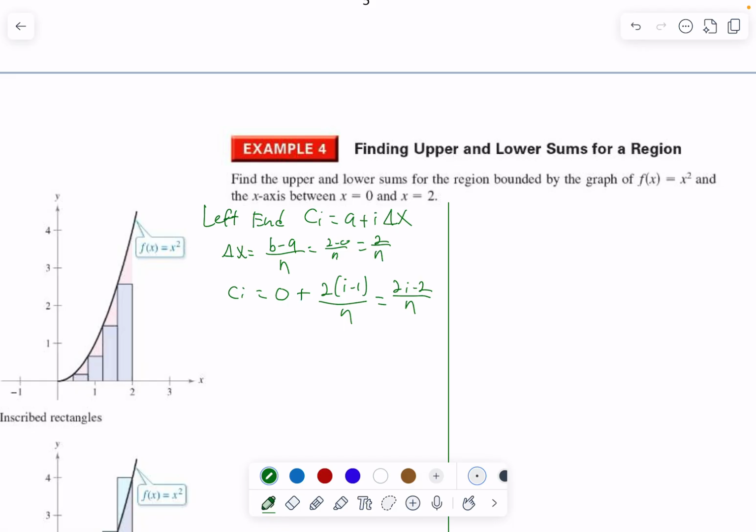Again, the minus 1 is so it snugs up against, in this case, the x-axis. It doesn't have to be the x-axis or y-axis. It could be wherever the lower bound is.